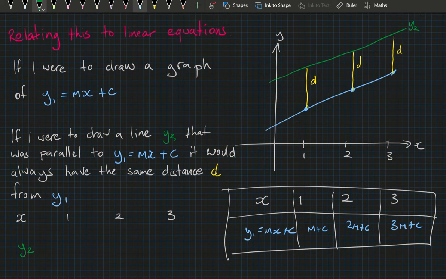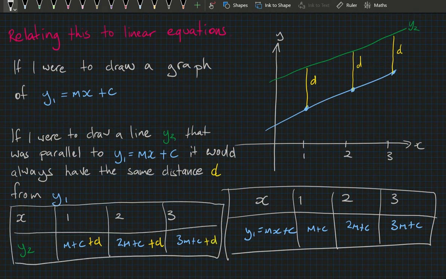So that is m plus c plus d. And when x is 2, that's 2m plus c plus d. And when x is 3, that's 3m plus c plus d. And let's close that off as a table.